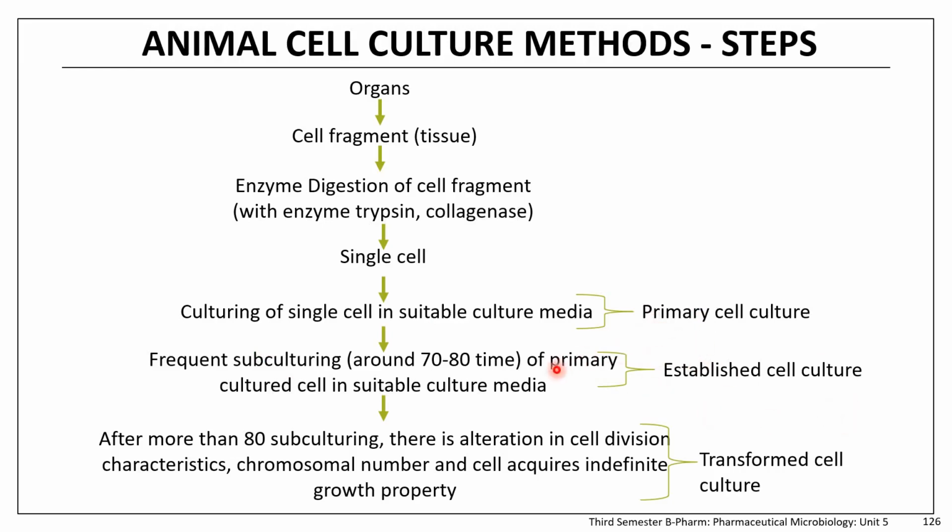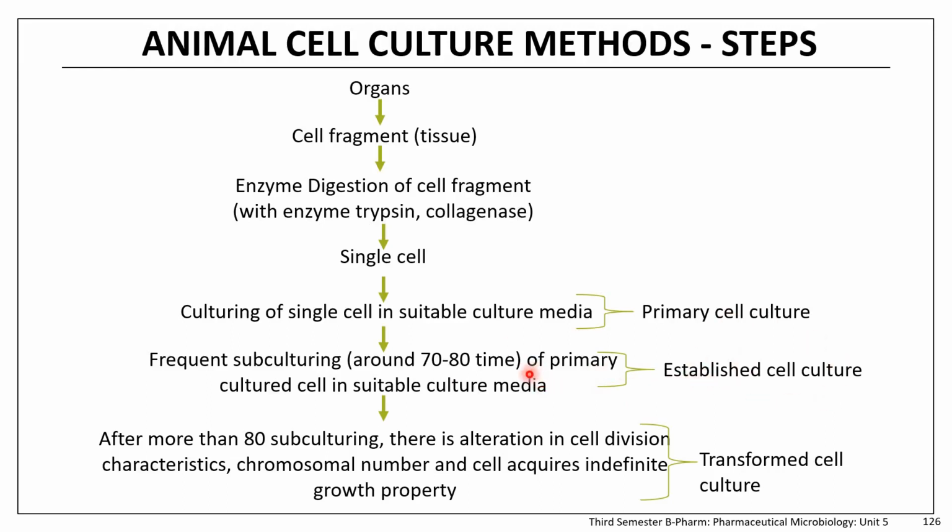Okay. So the difference between primary cell culture and established cell culture is this: once the cells which are isolated from the organ are cultured in a suitable culture media, that is known as primary cell culture. Once you take a primary cell culture and subculture it up to 70 to 80 times, this type of primary cell culture is known as established cell culture.